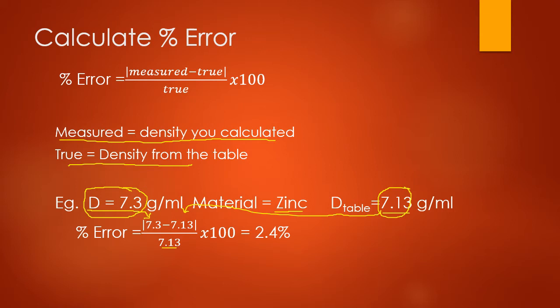Subtract the top, divide by what's on the bottom. Don't forget to multiply by 100 to get a percent. And in this case, I got 2.4%. Now, your material might not be zinc. When you do the calculation, it could be aluminum or iron. So you're going to use your density values and the density value from the table that you identify to do your calculation.